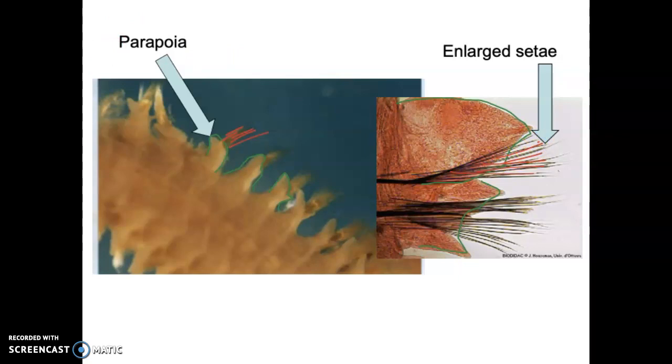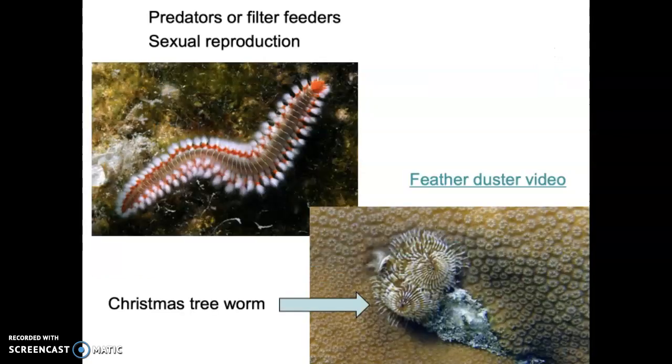Most of the time, they're just crawling around. These guys are eating stuff. Sometimes they use their parapodia and setae to filter feed, grab plankton and anything floating in the water, grab it out of the water. But like this guy here, this beautiful worm here, called a bristle worm.